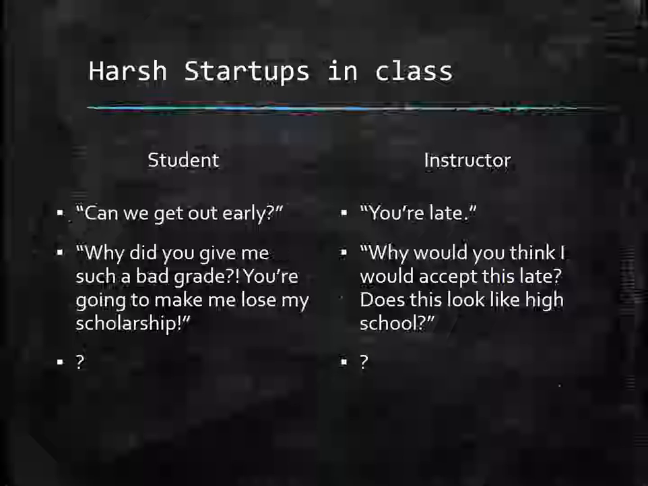Another example might be saying something to students like, "Well, why would you think I would accept this late? Does this look like high school?" Right? And so again, it's thinking about saying these kinds of things, and then this may be the first interaction that you've had with them during that class period.